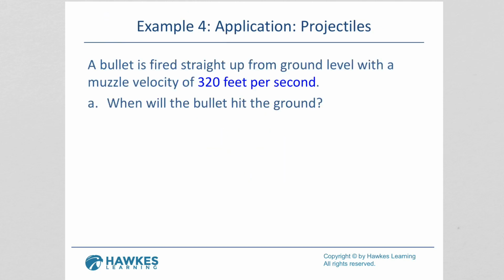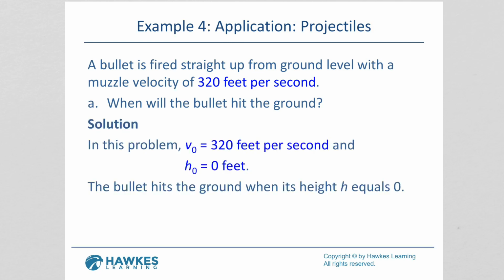Example 4, a bullet is fired straight up from ground level with a muzzle velocity of 320 feet per second. A, when will the bullet hit the ground? In this problem, the initial velocity, v sub 0, is 320 feet per second, and the initial height, h sub 0, is equal to 0 feet. So the bullet hits the ground when its height, h, equals 0.